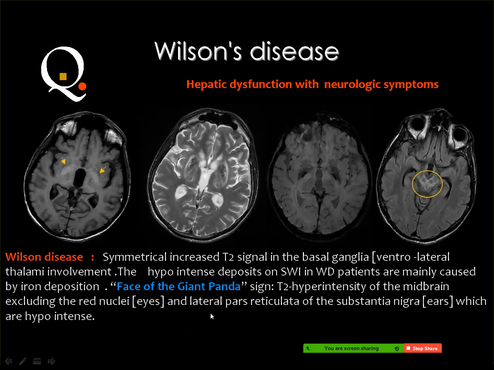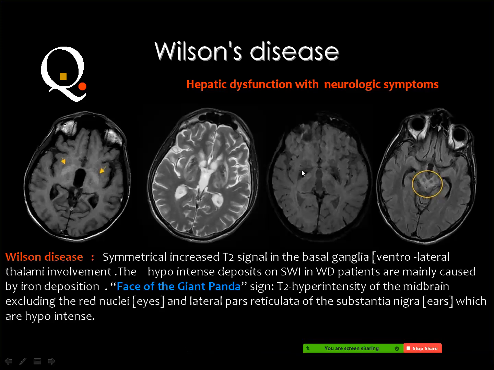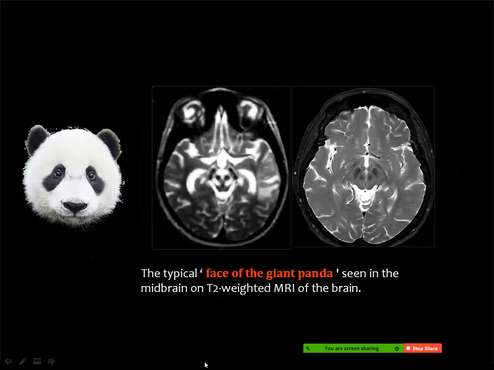The face of the panda is one of the signs that can be seen in the brainstem, in the midbrain in particular, due to the non-affection of the red nuclei and part of the substantia nigra that will appear black on the background of the affection of the rest of the midbrain. And you can also see the high signal in T1 and low signal in T2 and susceptibility weighted image due to the presence of iron in the basal ganglia.